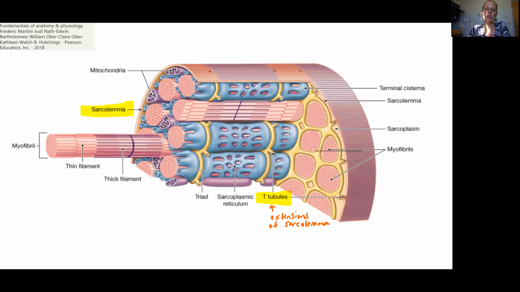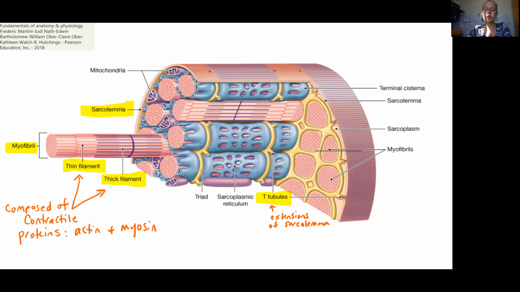Okay, so here's the picture from our textbook. I've highlighted for you the sarcolemma, which remember is our cell membrane. And notice there's little holes, and that sarcolemma is extending down into the interior. It's shown in yellow, those T-tubules. So our electrical signal is not just on the surface of the cell, but also penetrating down into the middle of the cell.